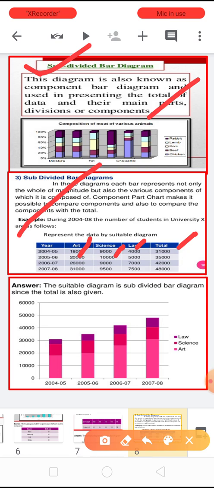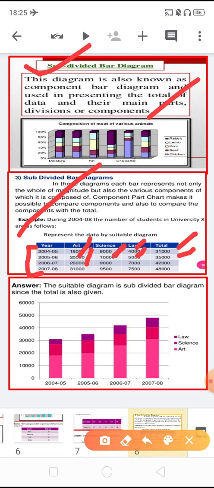In the year 2005-6, the number of arts students is 20,000, 10,000 are from the science background and the remaining 5,000 students are from law. So the total number of students studying in university X in the year 2005-6 is 35,000. And so on, we have data supplied for 2006-7.